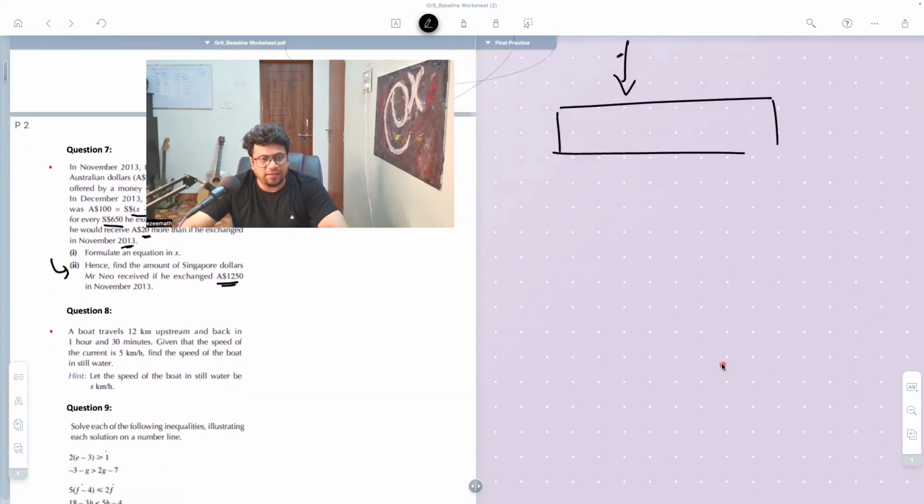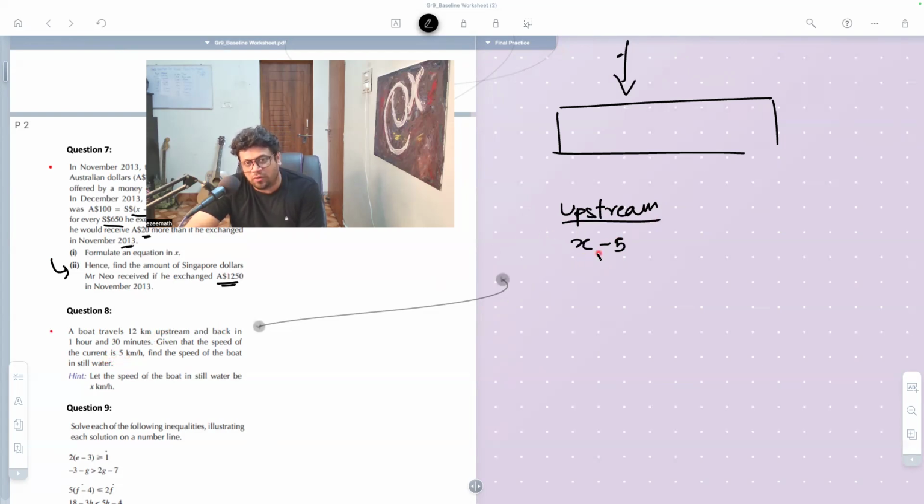Okay, now let's look at the 8th one. A boat travels 12 kilometers upstream and back in 1 hour and 30 minutes. If the speed of the boat in still water is X, going upstream, where you go against the current, the speed is going to be X minus 5. Why do I put a 5? Well, because they've said that the speed of the current is a 5. Plus, you're going upstream. So effective speed is going to be x minus a 5, you're going against.